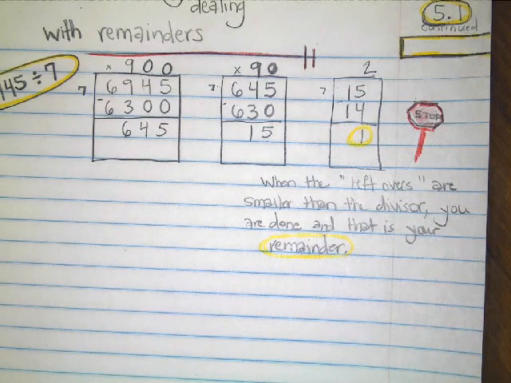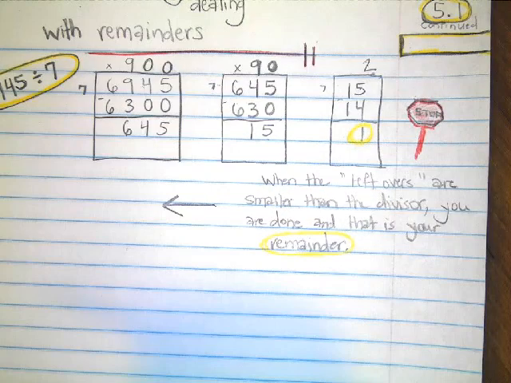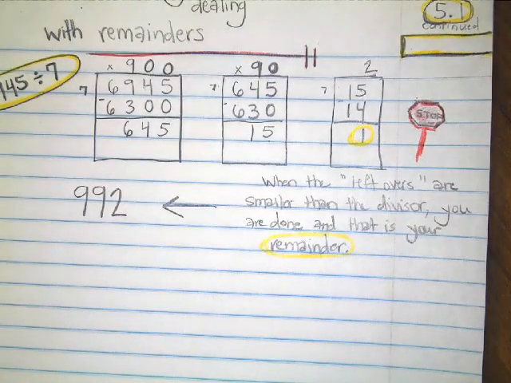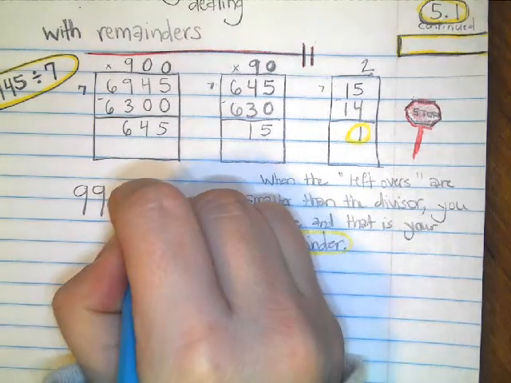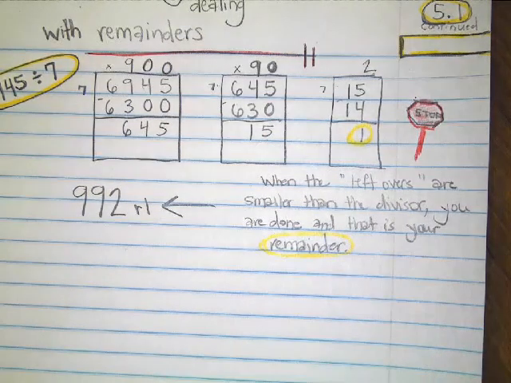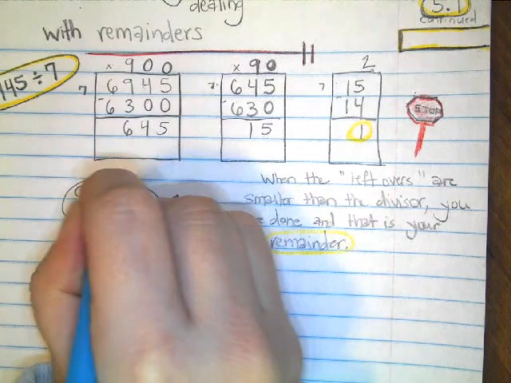So, to get your final answer, you still have to add up the partial quotients. So I do 992. But now I have some left over. I have a remainder of one. And in fourth grade, you probably learned this, where you just get to write a little R and the number. Well, I'm going to leave it as 992 remainder one. That is a great way for you to put an answer when you're in fourth grade.